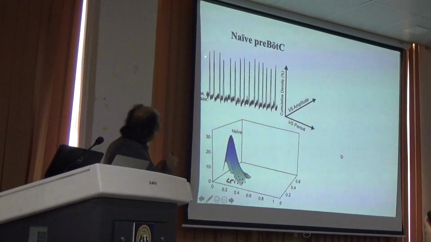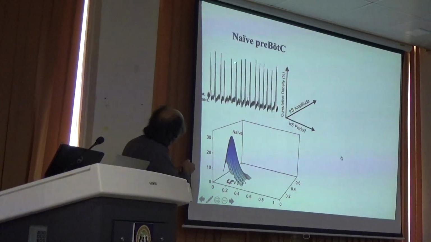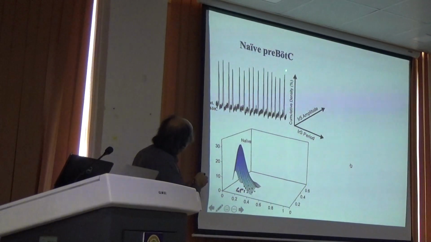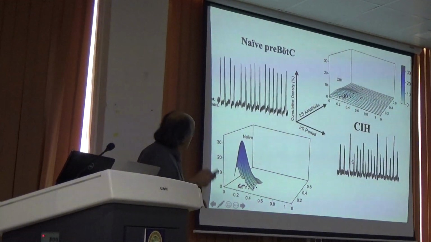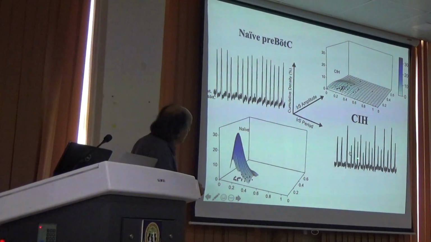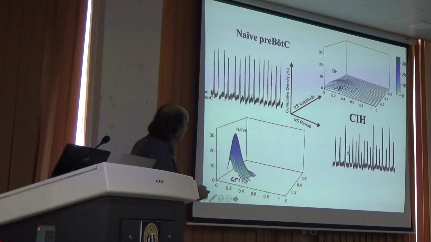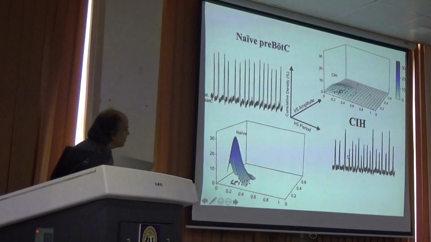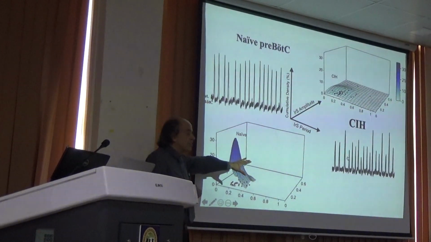When you look at control slices, you can see they fluctuate in amplitude by very little, but after intermittent hypoxia you get these dramatic fluctuations, and you also get fluctuation in the frequency. So you get irregularities in the frequency and the amplitude. And why is this important?